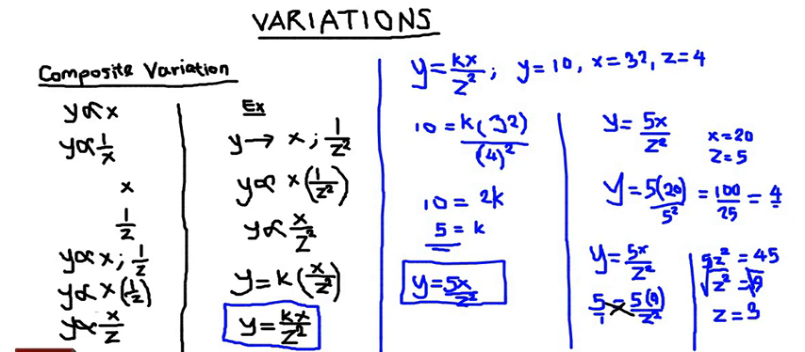So it means when x is 9 and y is 5, z will be 3. So that is how we solve combined variations or composite variations. And like I have mentioned, this can also be applied to graphs where we have the x and y axes used in order to interpret the variations.